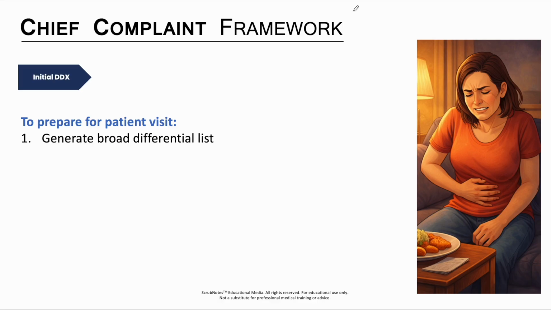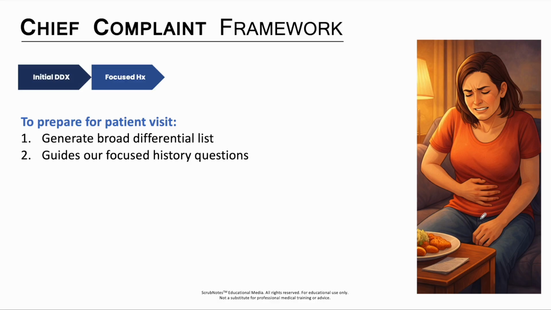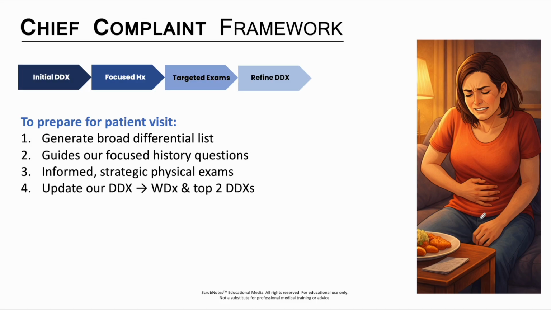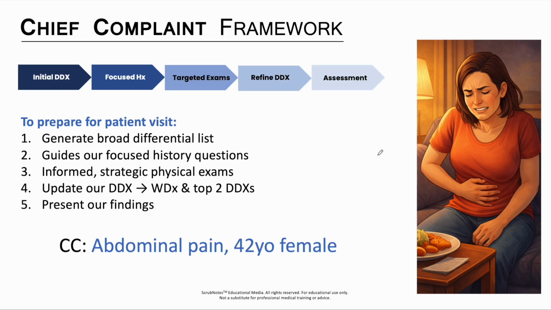First, we generate a broad differential list. Second, we use focused history questions to guide our process. Third, we use targeted exams based on the information we gather in the history. And then we use what we've gathered from the exams and history to update our DDX list to come up with our working diagnosis and top 2 differentials. And then we present our findings. Okay, let's see how we can apply this clinical reasoning framework to a 42-year-old female who presents with abdominal pain.